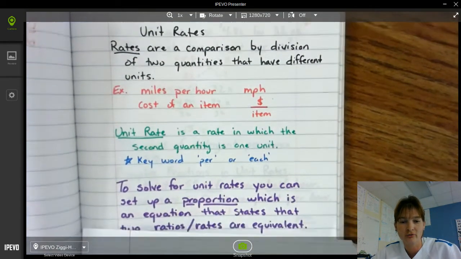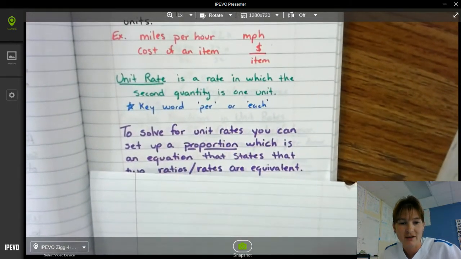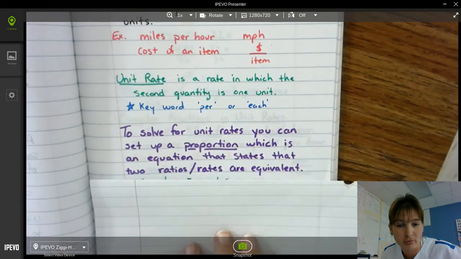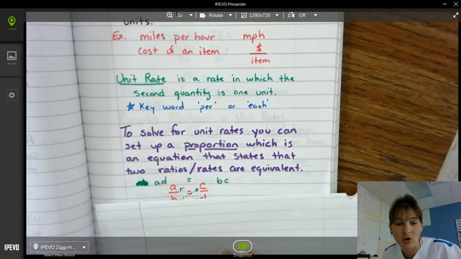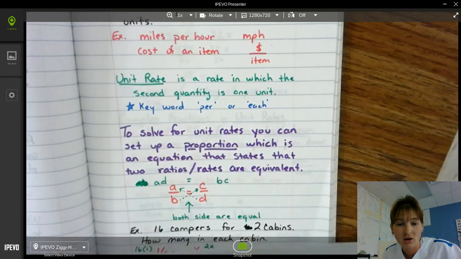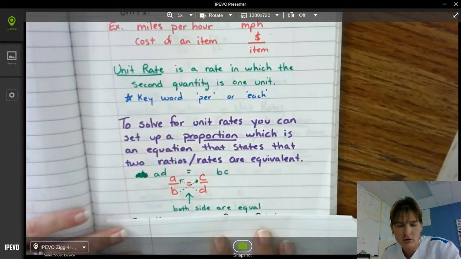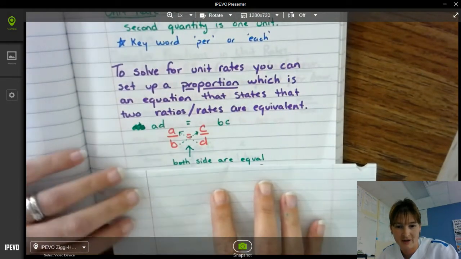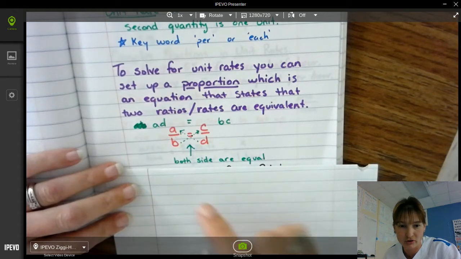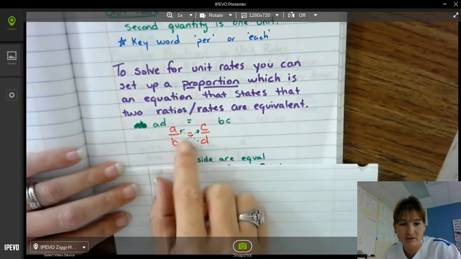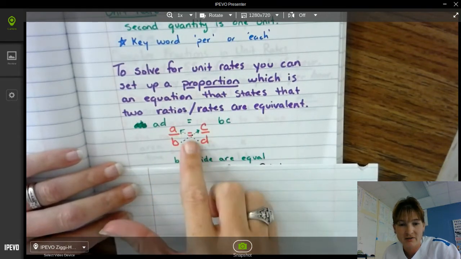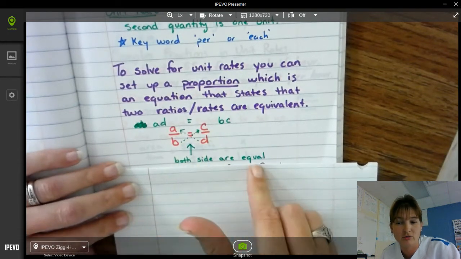All right, to solve for a unit rate, you can set up a proportion, which is an equation that states that two ratios or rates are equivalent to each other, okay? When it's equivalent, that means we have an equals bar. So in this, we have two ratios or rates, and I just put A, B, C, D to get us started on what the proportion looks like. When you cross multiply to see if they're equal, you would have A times D equal to B times C. The equal sign means both sides are equal to each other.